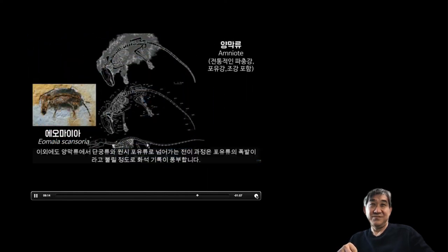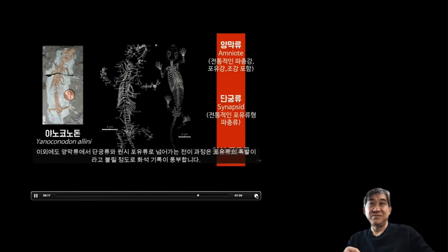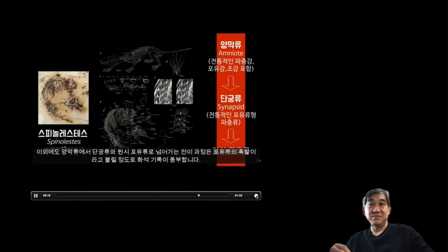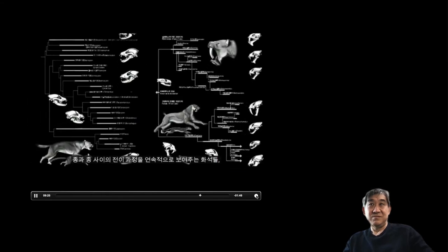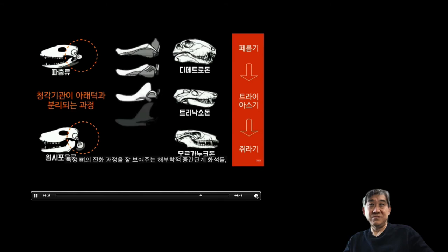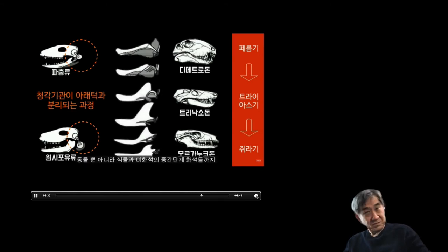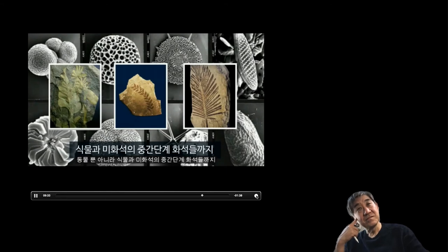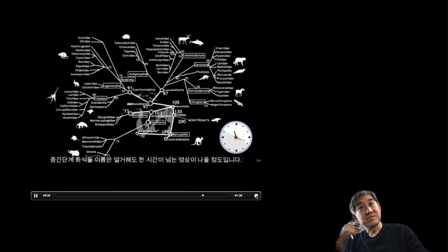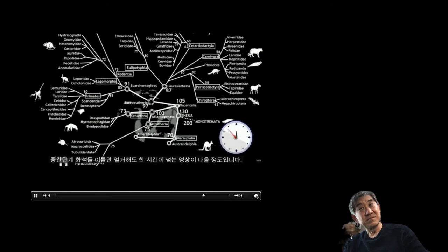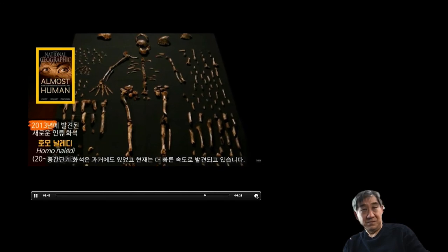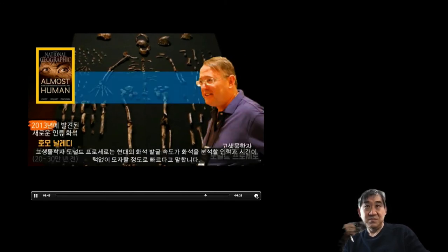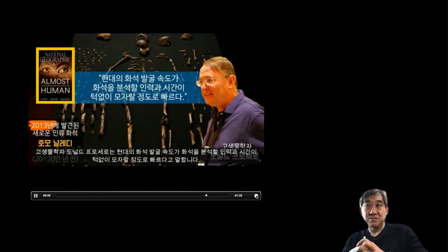이 외에도 양막류에서 단궁류와 원시 포유류로 넘어가는 전이 과정은 포유류의 폭발이라고 불릴 정도로 화석 기록이 풍부합니다. 종과 종 사이의 전이 과정을 연속적으로 보여주는 화석들, 특정 뼈의 진화 과정을 잘 보여주는 해부학적 중간 단계 화석들, 동물뿐 아니라 식물과 미화석의 중간 단계 화석들까지 중간 단계 화석들 이름만 열거해도 1시간이 넘는 영상이 나올 정도입니다. 중간 단계 화석은 과거에도 있었고 현재는 더 빠른 속도로 발견되고 있습니다. 고생물학자 도널드 프로세로는 현대의 화석 발굴 속도가 화석을 분석할 인력과 시간이 턱없이 모자랄 정도로 빠르다고 말합니다.